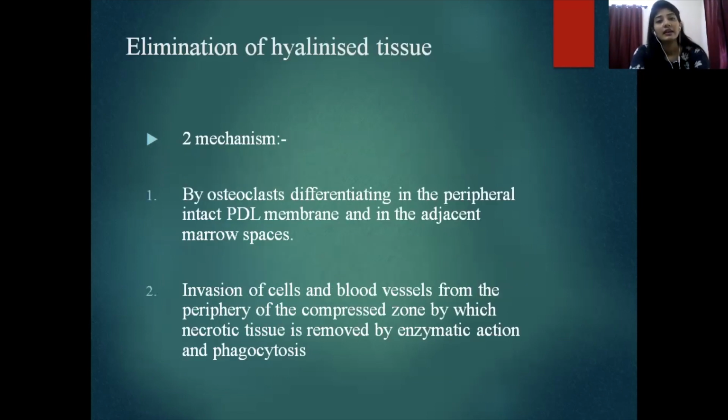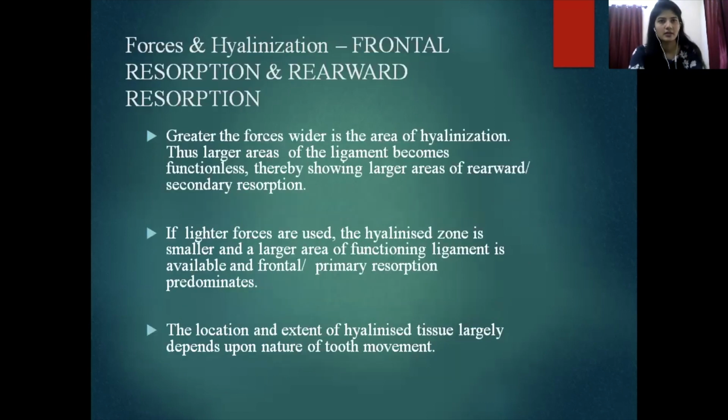To eliminate the hyalinized tissue, there are two mechanisms. The first is osteoclast differentiation in the peripheral intact PDL membrane and in the adjacent marrow space. The second is invasion of cells and blood vessels from the periphery into the compressed zone, by which the necrotic tissue is removed by the enzymatic action of phagocytosis. So either osteoclast differentiation in the peripheral PDL has to happen, or a blood supply has to arrive for removal of the hyalinization.